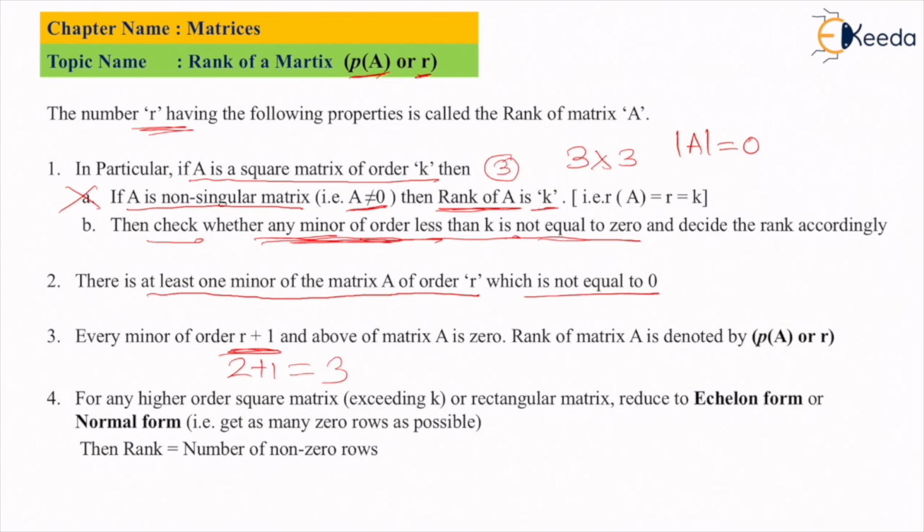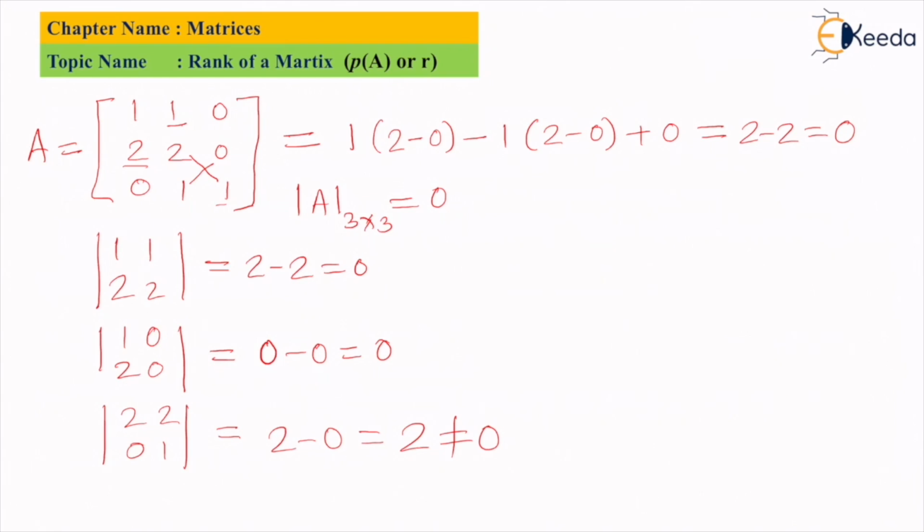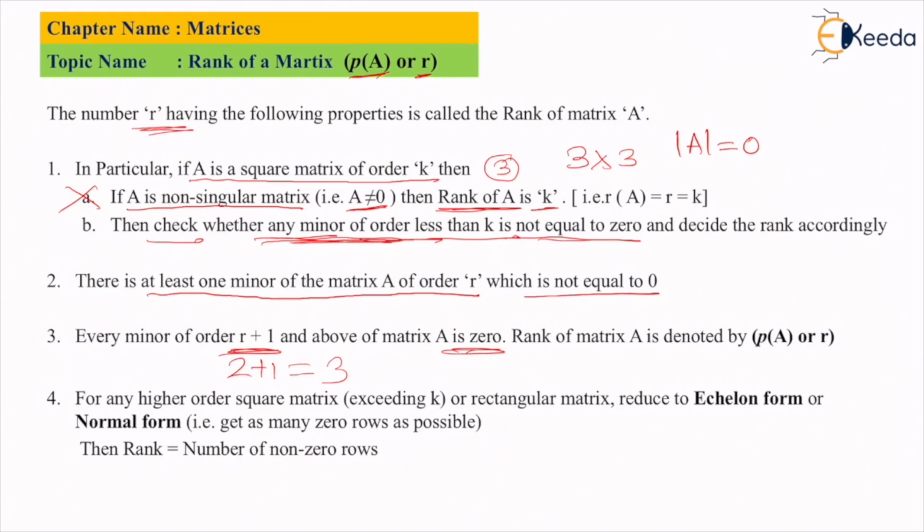So if you check every minor of order 3 and above of matrix A, then it has to be 0. Now in our case, the matrix is of order 3. So when we say that we have to find out every minor of order 3, then we have only one minor. And we have to check if that minor is 0 or not. Yes, we got it 0. And that is why we can say that the rank of the matrix is 2. And it can be denoted by rho of A equal to 2 or R equal to 2. So guys, this is how we find out the rank of a matrix.